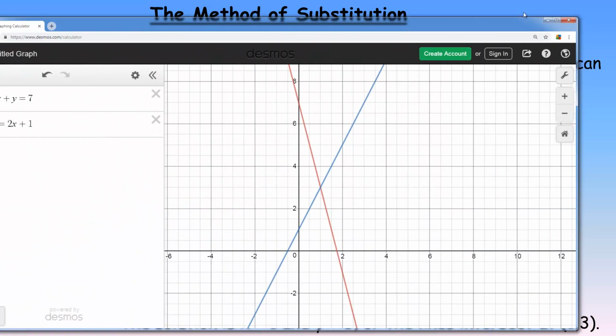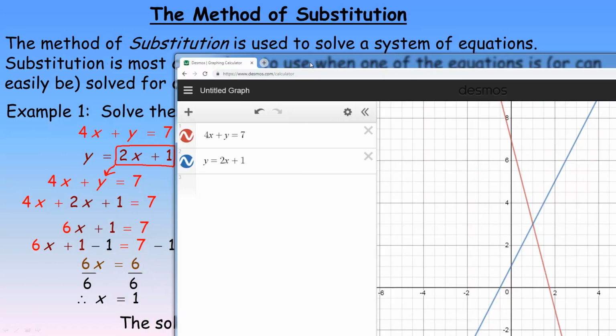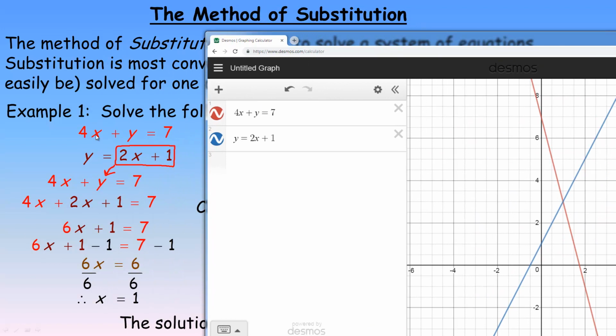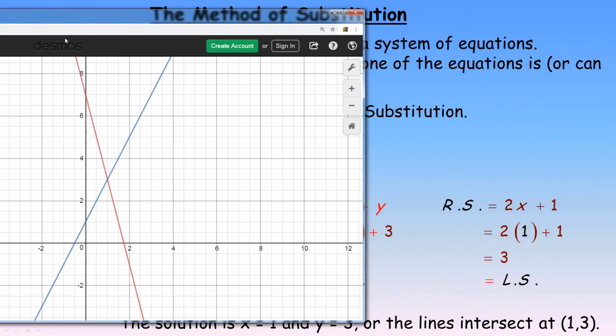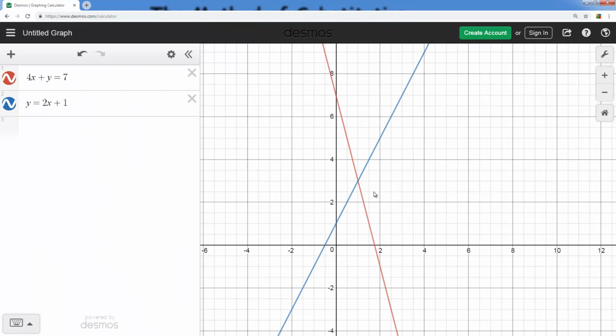Okay, so here's my graph, and just to verify, you can see that 4x plus y equals 7, y equals 2x plus 1, same lines. And remember, we thought that they intersect at the point (1, 3), so there is the intersection point. In fact, I've got the red line highlighted. That's the 4x plus y equals 7 one. So if I highlight this one, see, that is the same point in both lines. So that also verifies that they intersect at (1, 3).